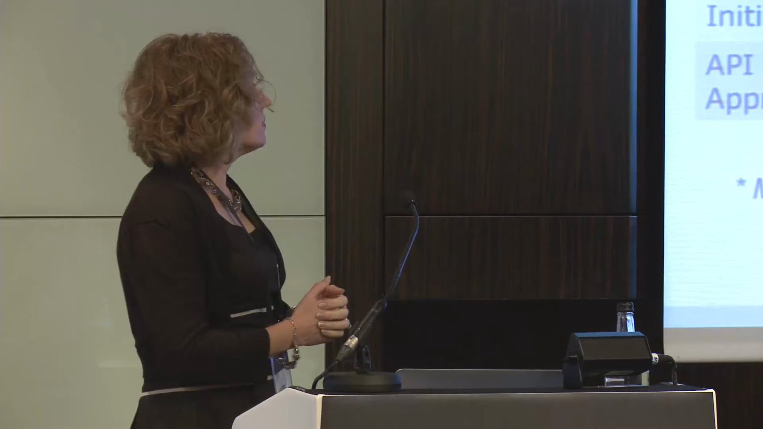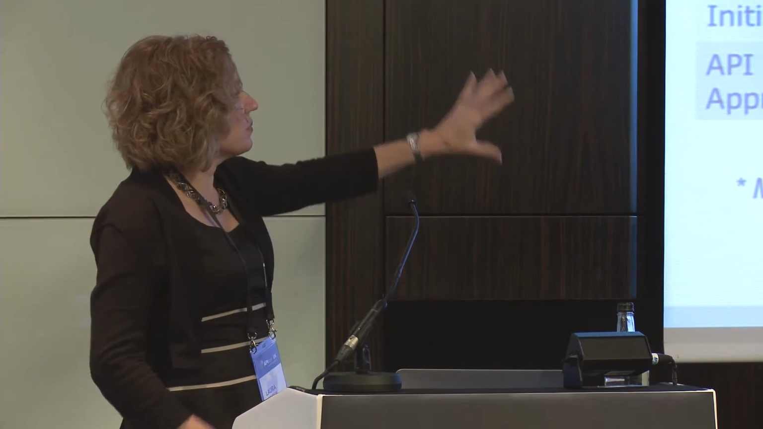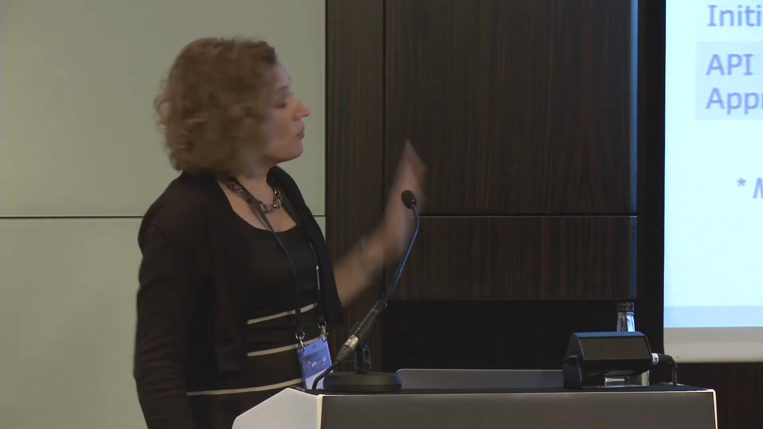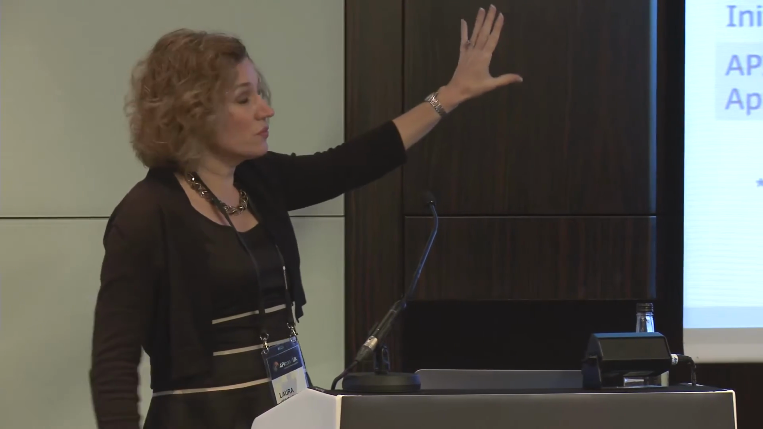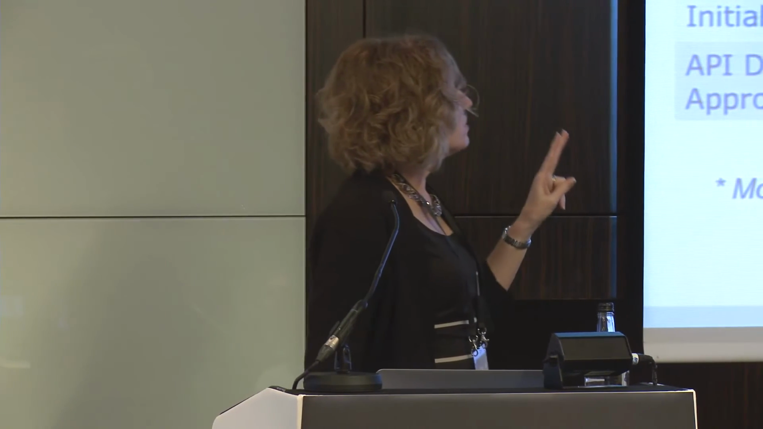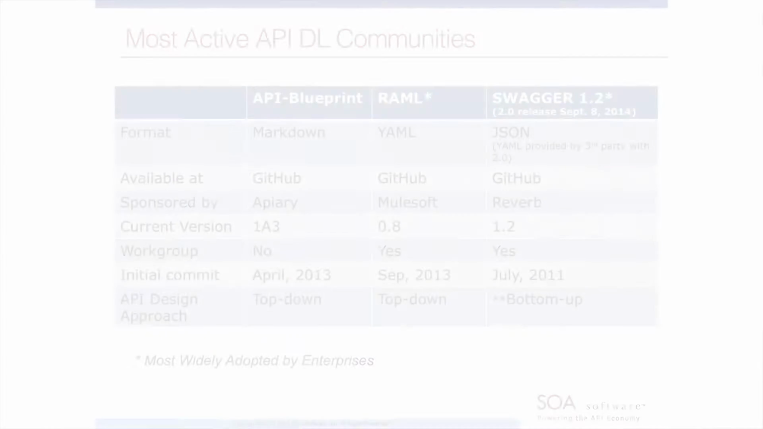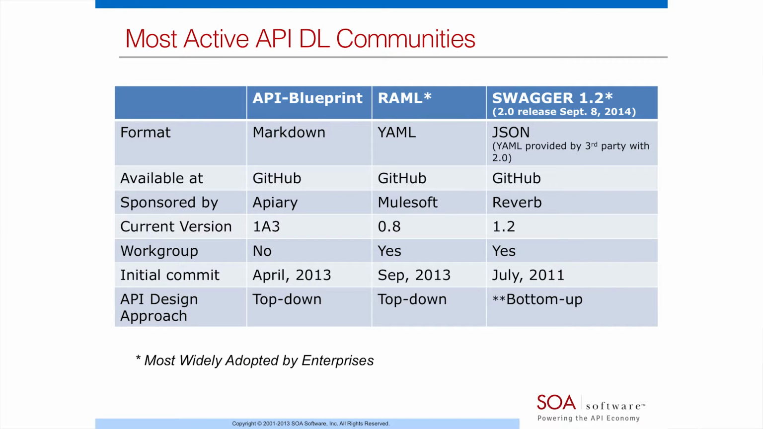So while it's a good contender compared to the others, this is all I'm going to talk about, the API Blueprint. The two main contenders are RAML and Swagger. Okay, so RAML is a YAML-based language.